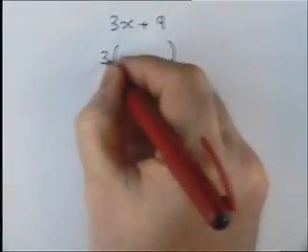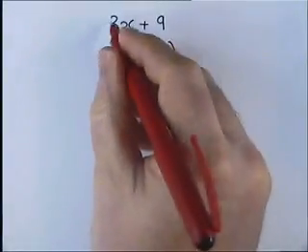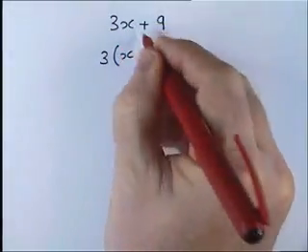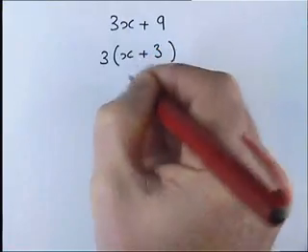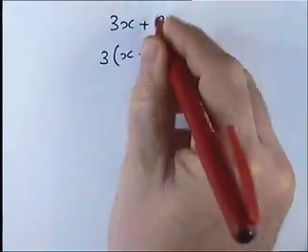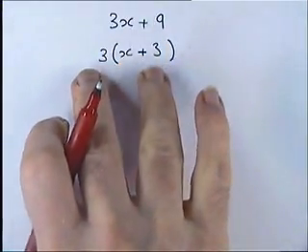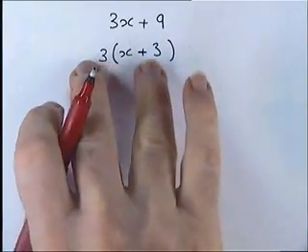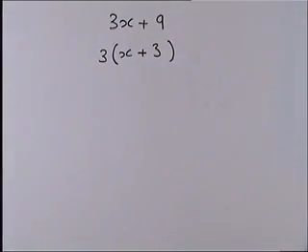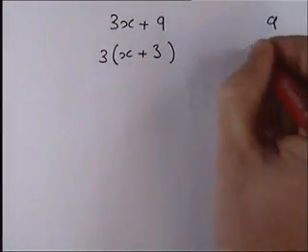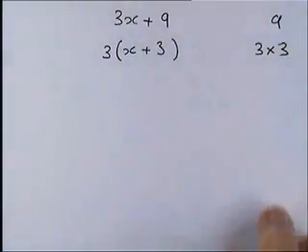Okay, well we need an x here because 3 lots of x makes 3x, and then to get this positive 9 we need a positive 3 here. 3 times by positive 3 makes 9. So these are the two numbers, 3 and x plus 3, which are the factor pair that are the same as 3x plus 9. Just in the same way as 9 is the same as a factor pair of 3 times by 3.